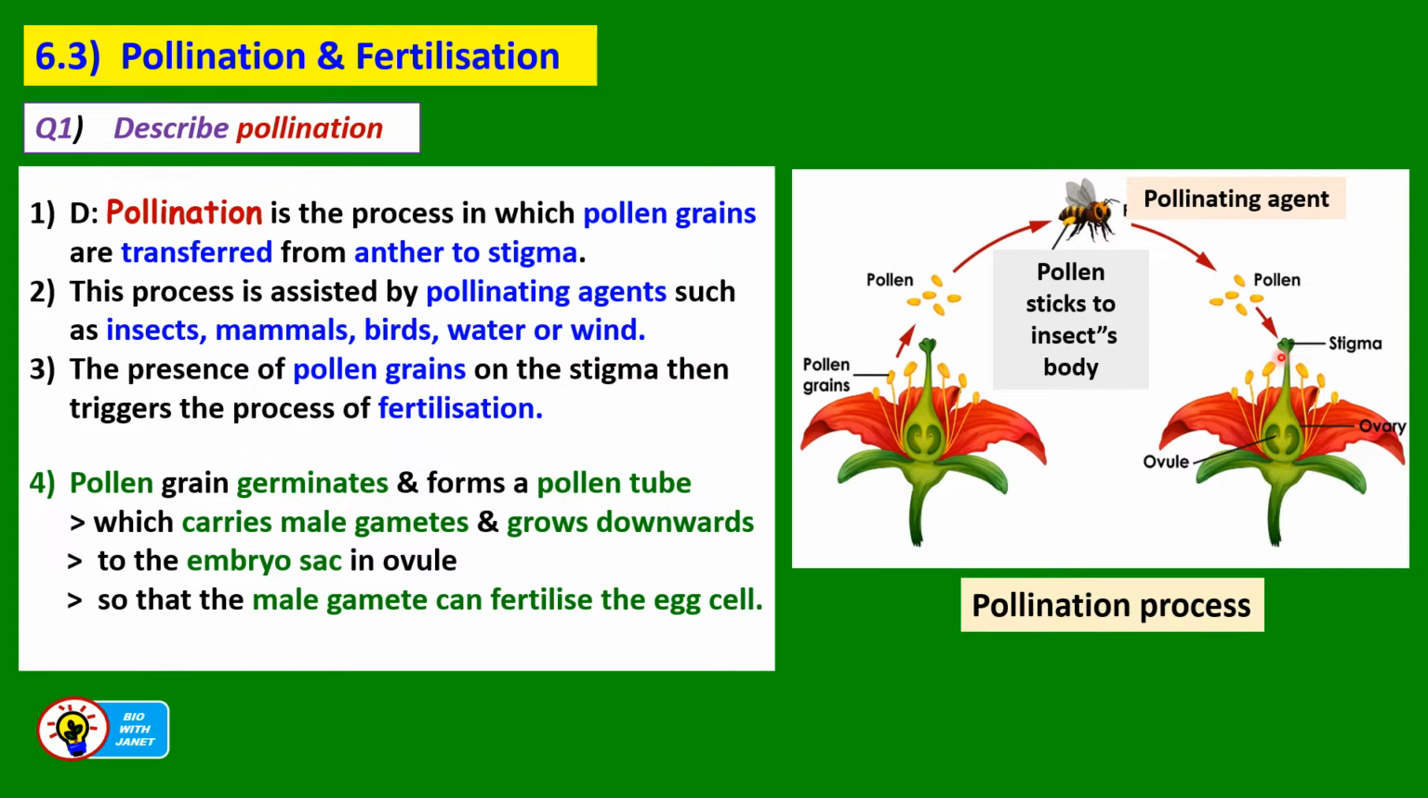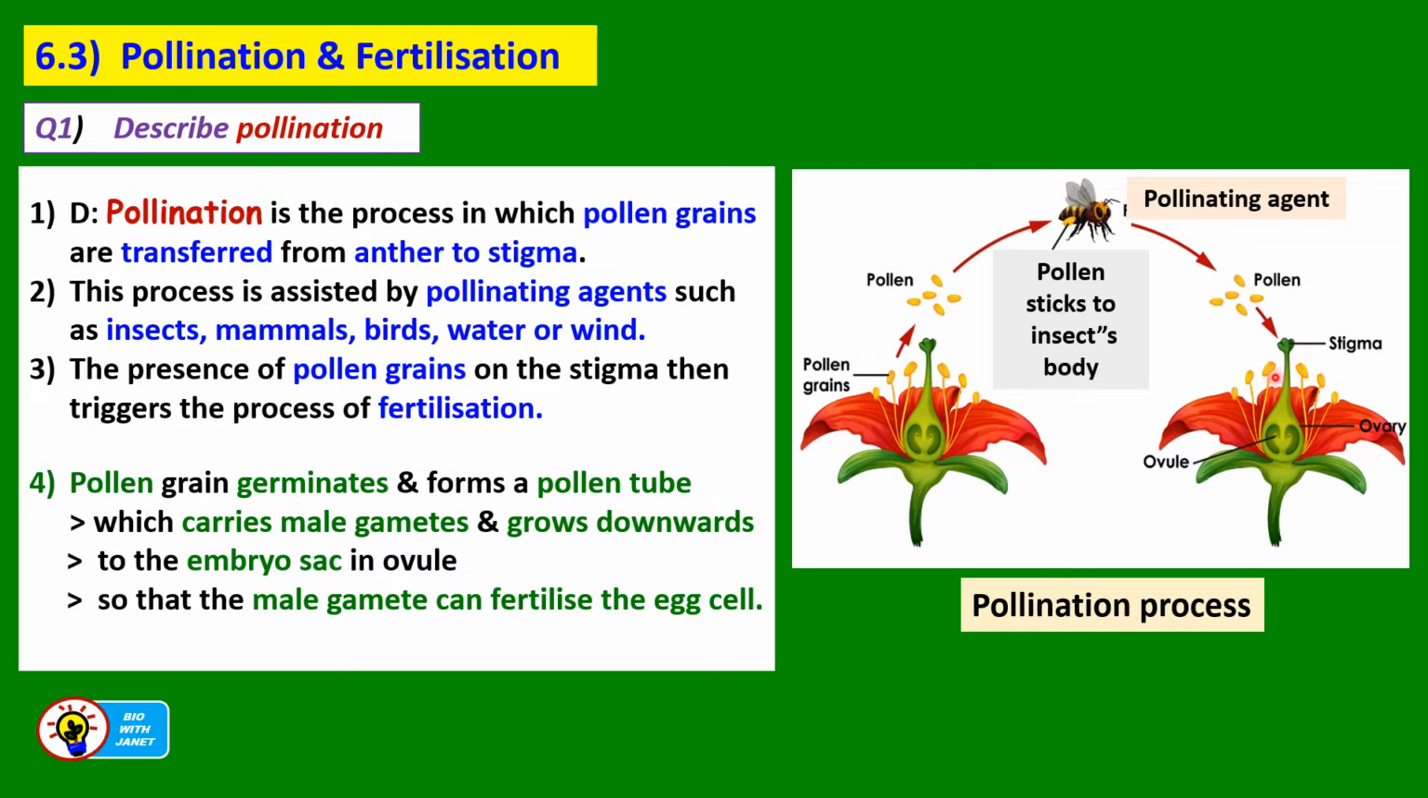Now, next, the presence of pollen grains on the stigma then triggers the process of fertilization, right? So once the pollen grains land on the stigma, then processes occur which will finally lead to the fertilization of the egg cell by the male gamete, right? So after pollination, what actually happens? Let's look at number 4, okay, to explain number 3. How does the presence of pollen grains on the stigma trigger the process of fertilization?